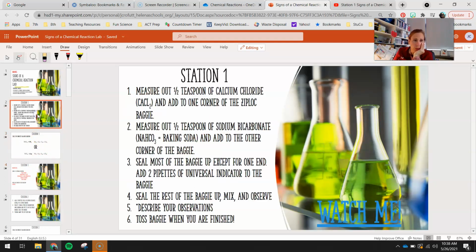I'll just briefly go through those. So the first station, you have kind of already done this. The only difference is we're using a universal indicator, whereas before we used phenol red. So that was where we used the little white pellets and the baking soda, and we added the indicator and mixed them in the baggie.